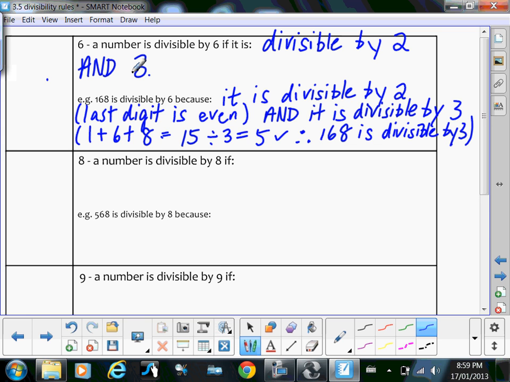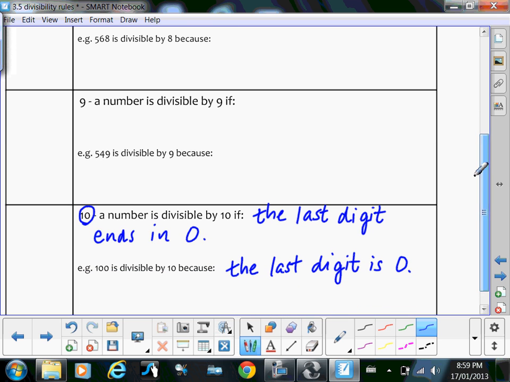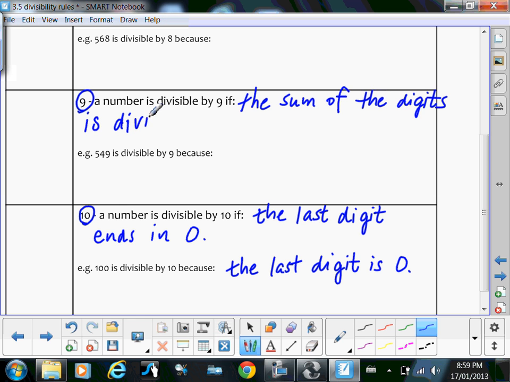Now, we've covered the divisibility rule of 2 and 3 and 5 and 10. So I'm going to jump to 9 because 9 is very similar to the divisibility rule for 3. Now, a number is divisible by 9 if the sum of the digits, so notice this is very similar to the divisibility rule for 3, is divisible by 9 instead of 3.